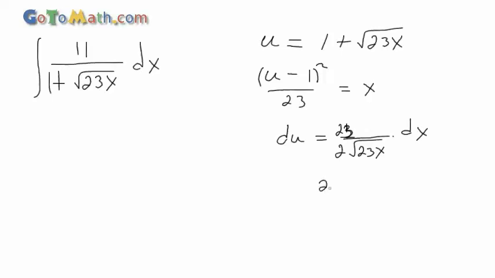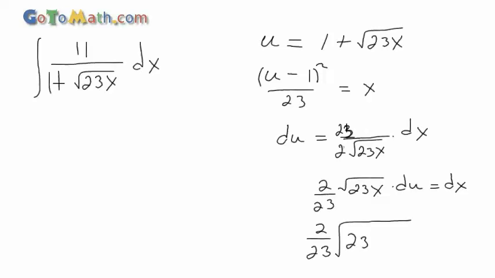This will be something a little different than what you have seen. 2 goes there, then 23 goes down here, and this becomes the square root of 23x du, dx. But we have an x right here. We need to get everything in terms of u, and this is what x is equal to, this stuff here. So 2 over 23 times the square root of 23, and then I plug all that in, so we have u minus 1 squared over 23, and this is du.